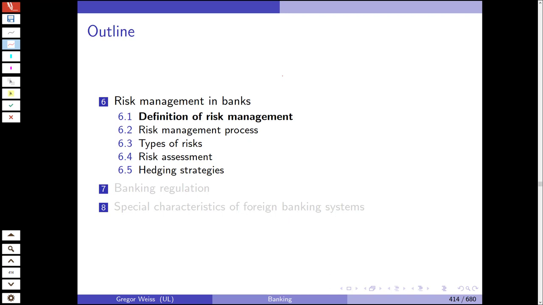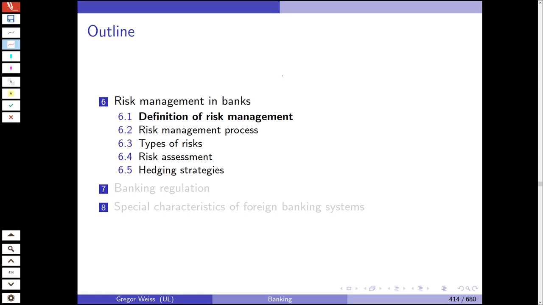in banks. And we need to talk about risk management because, as we have probably all seen by now, banks are exposed to numerous risks, and we need to manage these risks because otherwise we'll be facing heavy financial losses as we go on with our commercial investment banking activities.